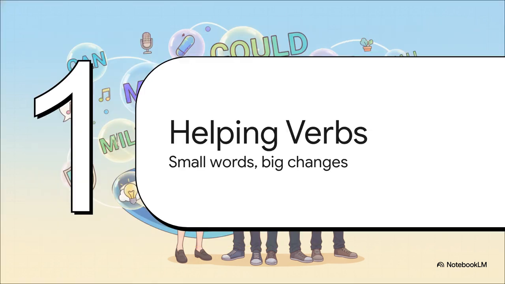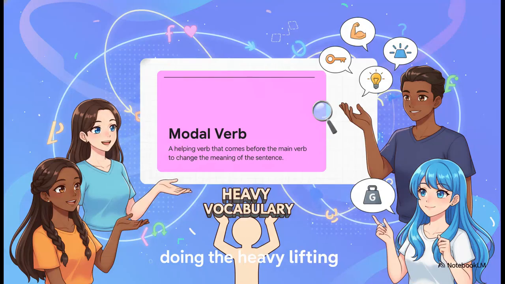All right, section 1, the power of helping verbs, small words, big changes. So, the crucial point is understanding what these actually are. A modal verb is basically a helping verb that jumps in right before the main verb to completely change the meaning of the sentence. Think of them as the ultimate assistants. They don't stand alone. Instead, they step up right before your main action to show things like ability, permission, advice, possibility, or obligation. They do all the heavy lifting. This means you don't have to rely on super complicated vocabulary to get your exact feelings across.